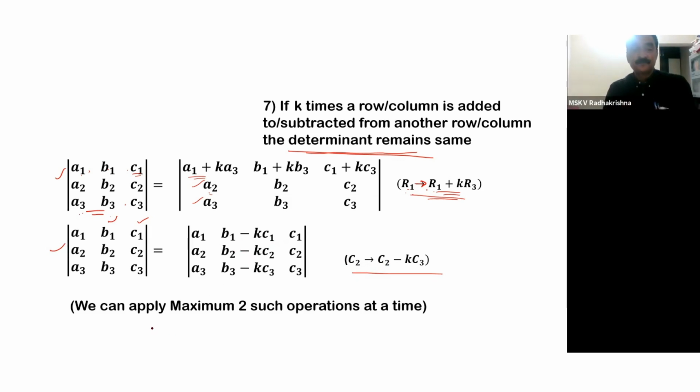And at a time, you can apply two operations, maximum two operations. Okay. But both operations must be either row operations or column operations. You cannot simultaneously apply one row operation and one column operation. Okay. Now I will show a few more examples on this property.